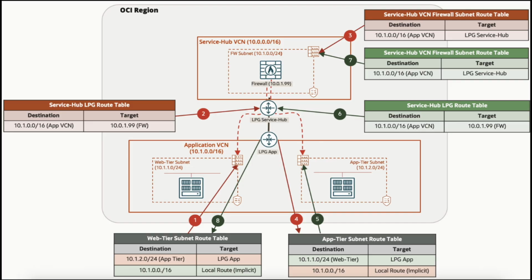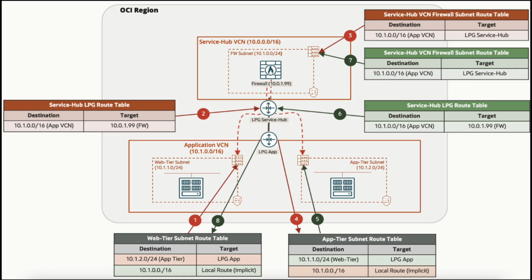Using LPG for inter-VCN connectivity within a region is a legacy approach. It's less preferred compared to DRGs because of its limited scalability, but it can still be used in certain scenarios. In this design, the web tier and app tier of the application are placed in two subnets within the same VCN. Subnet route rules are configured between the two subnets using LPG as the target. The LPG routes application traffic to the OCI Network Firewall in the service VCN for inspection.